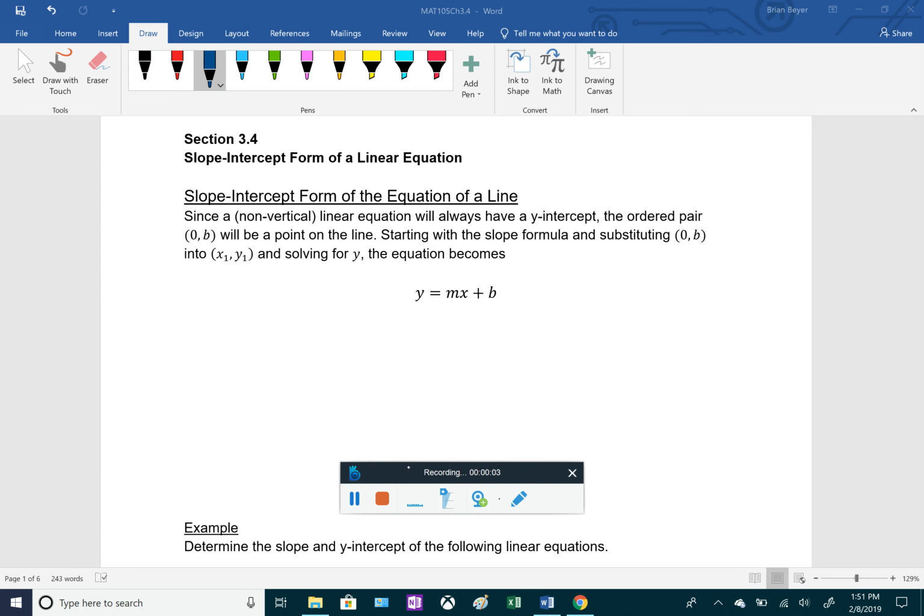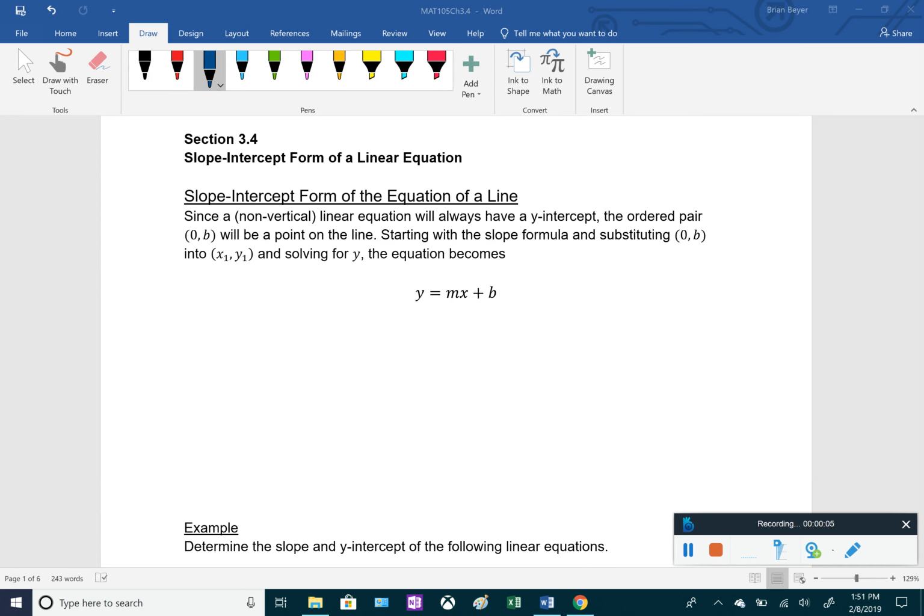So adding on to what we were doing in section 3.3 with slopes, now we're going to be doing the slope-intercept form of the equation of a line. So for the slope-intercept form, every non-vertical linear equation will always have a y-intercept, meaning it's always going to be crossing the y-axis.